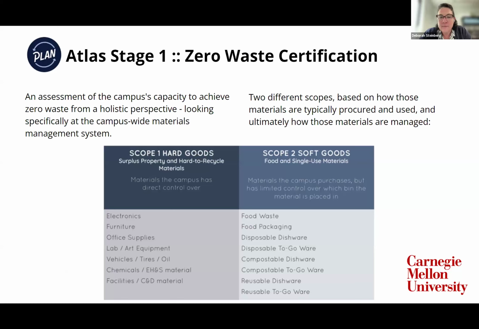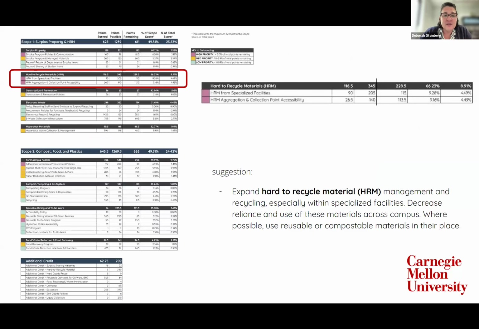So we jumped into that with a student fellow assessing how we were doing, looking at what they call the scope 1 hard goods and the scope 2 soft goods. From this assessment, they gave us a big list of the things that we were doing all right and the things that we needed a little bit of improvement on. You aren't intended to actually read all the bits and bobs here, but you can see the colors on the left. And the one section that really stuck out as an opportunity, because we had 2 big red squares there, was our hard to recycle materials area.